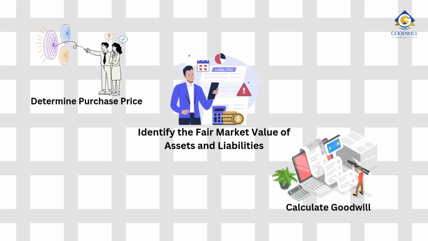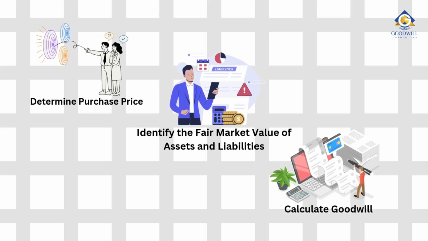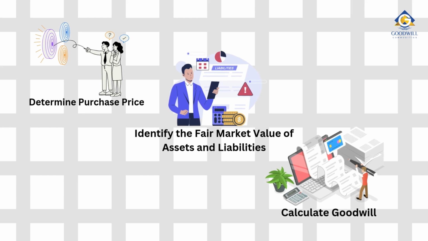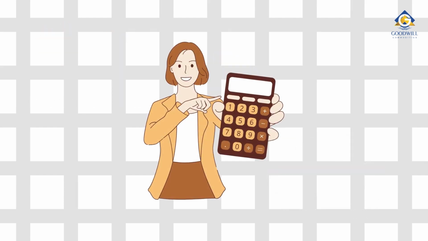3. Calculate goodwill. Now, subtract the net identifiable assets from the purchase price. In this case, it's 10 million, purchase price, minus 8 million, net assets, giving you 2 million in goodwill. And that's it! You've calculated goodwill.